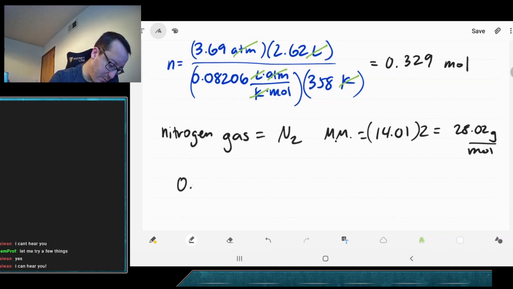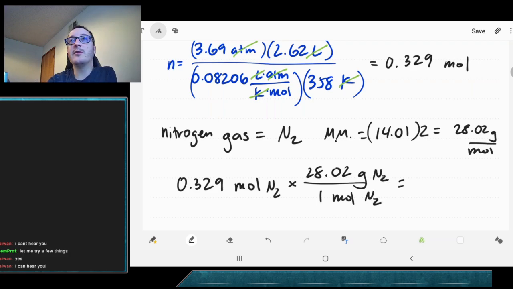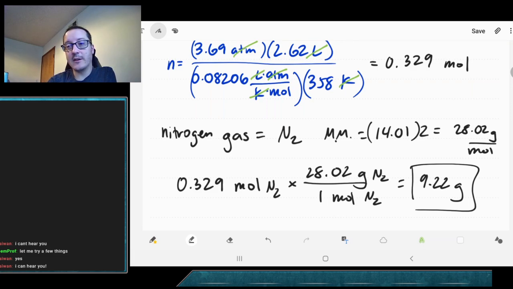So if we go ahead and do this problem, we had that many moles. We'll put our grams on top to cancel out our moles. Oops, I can't copy numbers properly. Grams over 1 mole. And so if we do this, times 28.02, you get 9.22 grams. Hooray! So you can figure out how much your things are going to weigh. And remember, our gas laws do work for everything.